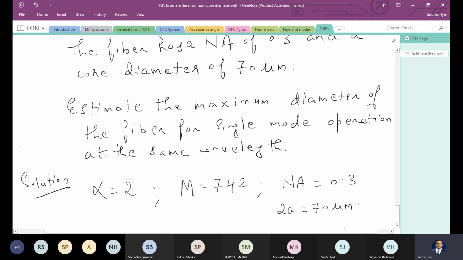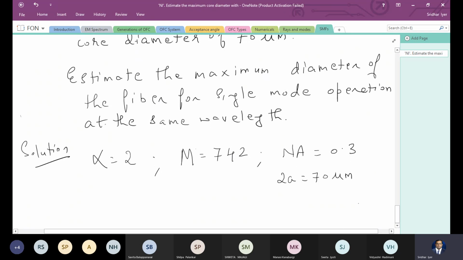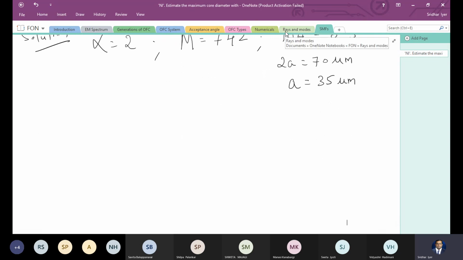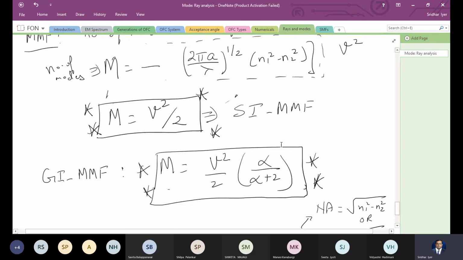Here again, I make a note, please be careful whether core radius is given or diameter is given, right? Therefore, from 2a equal to 70 micrometer, I can find the value of a, which will be 35 micrometer. So core radius is 35 micrometer, right? Now this is a graded index profile, and let us go back to yesterday's lecture.